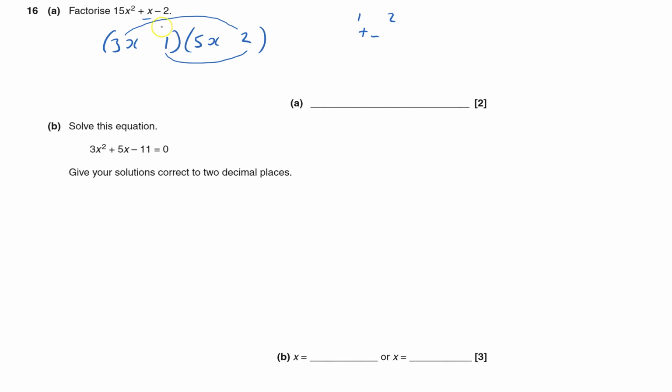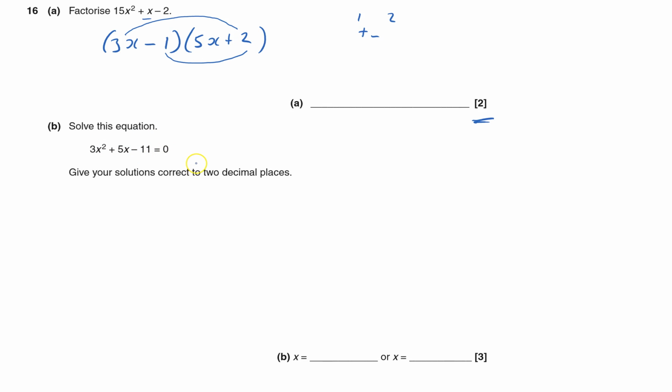That's good. I don't want 1x, so I want the 6x to be positive. So that bit will be positive and that'll be minus. Let's have a quick look at that to check I've got those 2 marks. That'll give me 15x squared plus 6x minus 5x will be plus 1x, and minus 1 times plus 2 is minus 2. I've got those 2 marks.